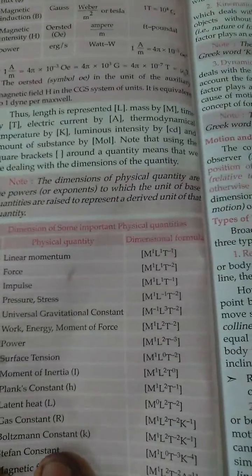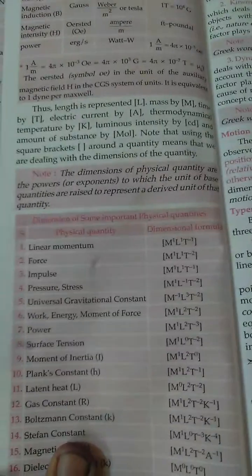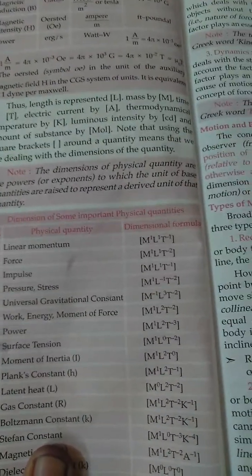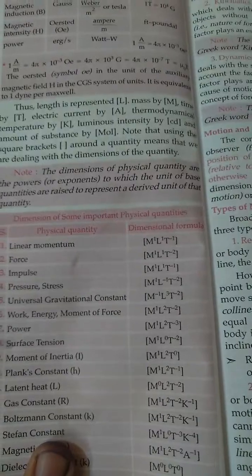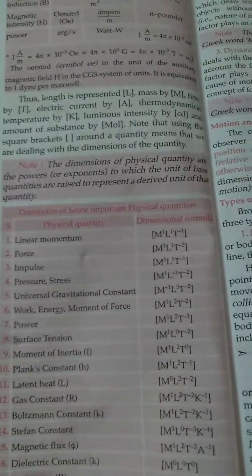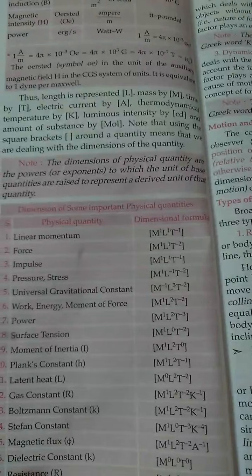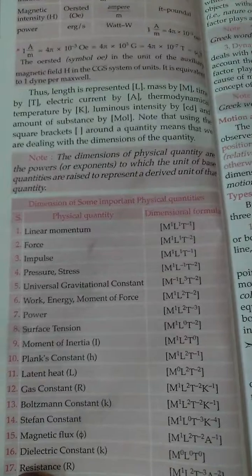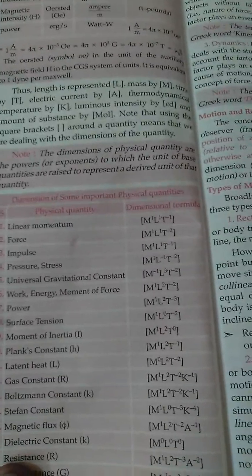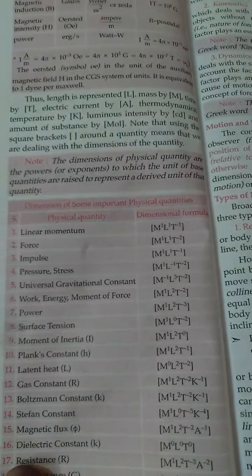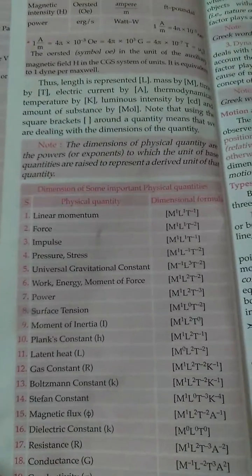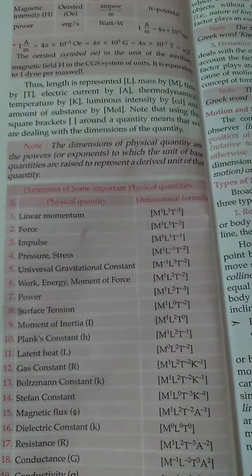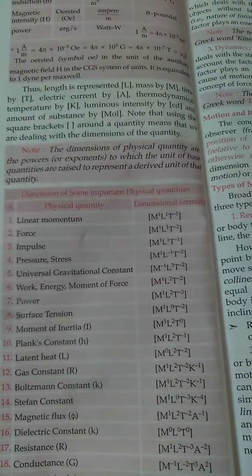Linear momentum, dimension formula M to the power 1, L to the power 1, T to the power minus 1. Force, dimension formula M to the power 1, L to the power 1, T to the power minus 2. Impulse, dimension formula M to the power 1, L to the power 1, T to the power minus 1. Pressure and or stress, dimension formula M to the power 1, L to the power minus 1, and T to the power minus 2. Universal gravitational constant, dimension formula M to the power minus 1, L to the power 3, and T to the power minus 2.